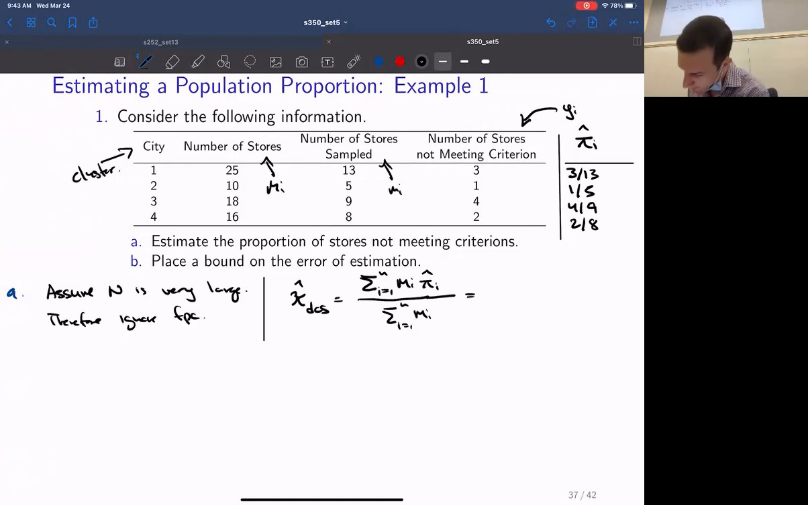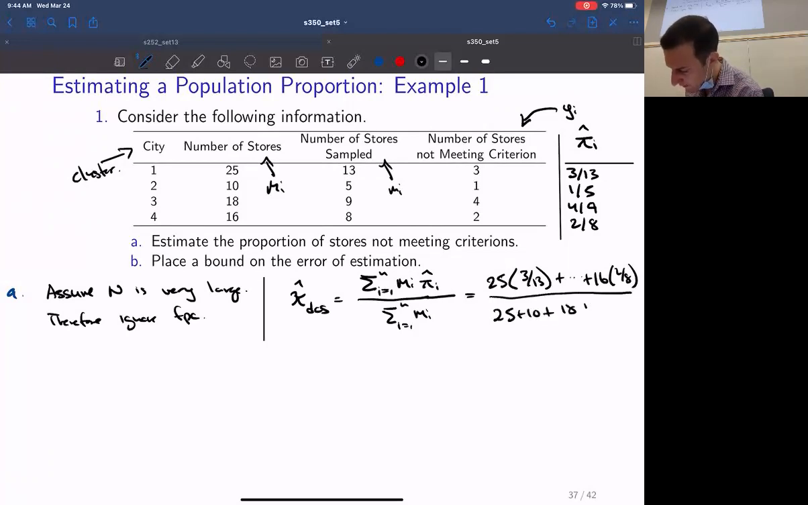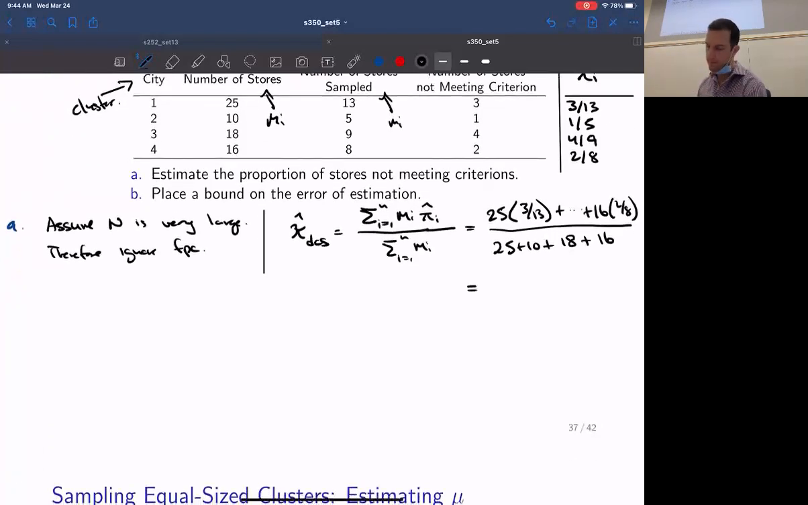So in our estimator, we would have, for example, 25 multiplied by 3 over 13, plus, working our way down to the last cluster, 16 multiplied by 2 over 8, divided by, and I can write this one out in full because I'll have the space, the sum across each of the different cities. Right, and then that should give us an estimate of 0.287. Okay, so we are estimating here that approximately 28.7% of the cities did not meet the criteria.